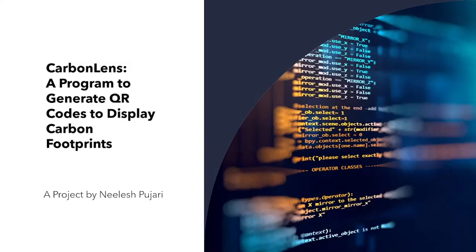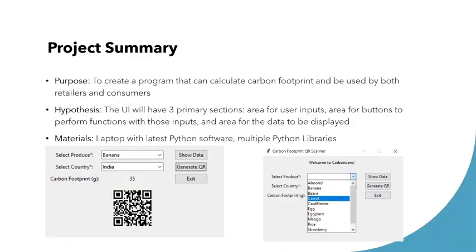My project, Carbon Lens, a program to generate QR codes for carbon footprints, allows the user to enter the item name and country of origin for a product and either find the carbon footprint value as a number or as a scannable QR code. The purpose of this project is to generate QR codes that can be scanned for a carbon footprint value for an item or show a carbon footprint value as a number value. This way, it can be used by both retailer and customer.